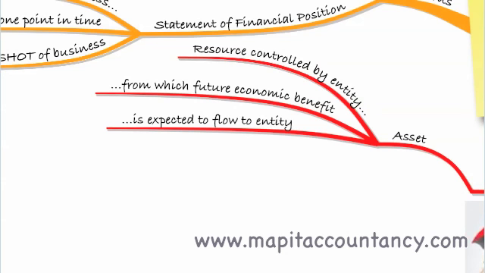Think of a piece of plant that the business has. Well, it's controlled by the entity because they own it and they decide what to do with it. Future economic benefit is expected to flow from it because it's going to produce goods for us. Those goods then are going to be sold for cash, and that is going to flow into the entity. So when you're thinking about these definitions for an asset, think of an asset. Think what it is and how it affects the business, and that can lead you to the definition. So a resource controlled by the entity from which future economic benefit is expected to flow to that entity.